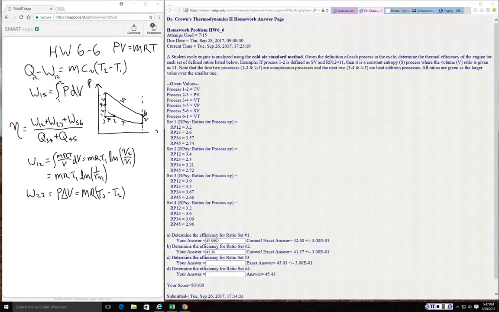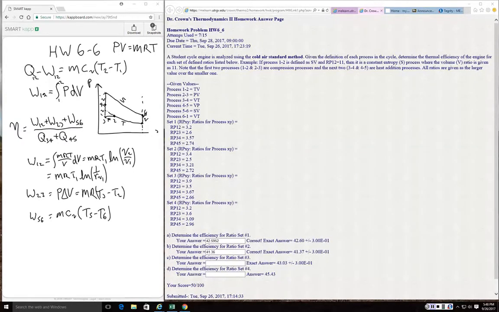Work 5 to 6. It's an isentropic process, so it's just mCv dT, but it's really negative work equals mCv dT, so mCv, and I'll do the initial minus final, since I'll switch the order of those two terms. So I don't have the negative sign.